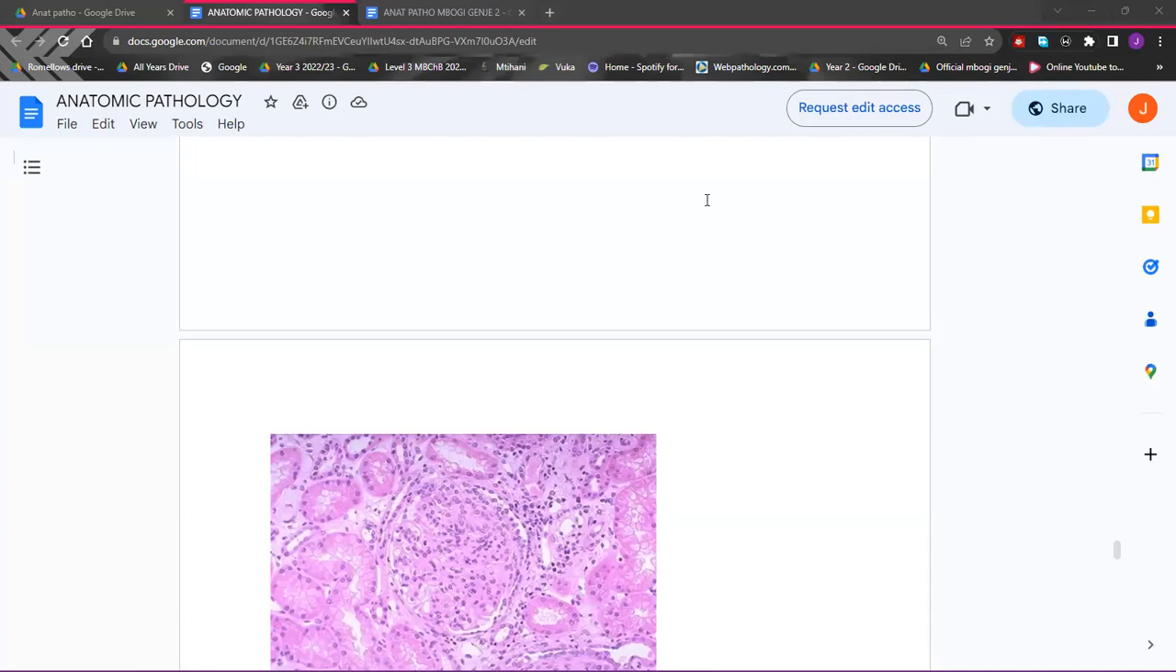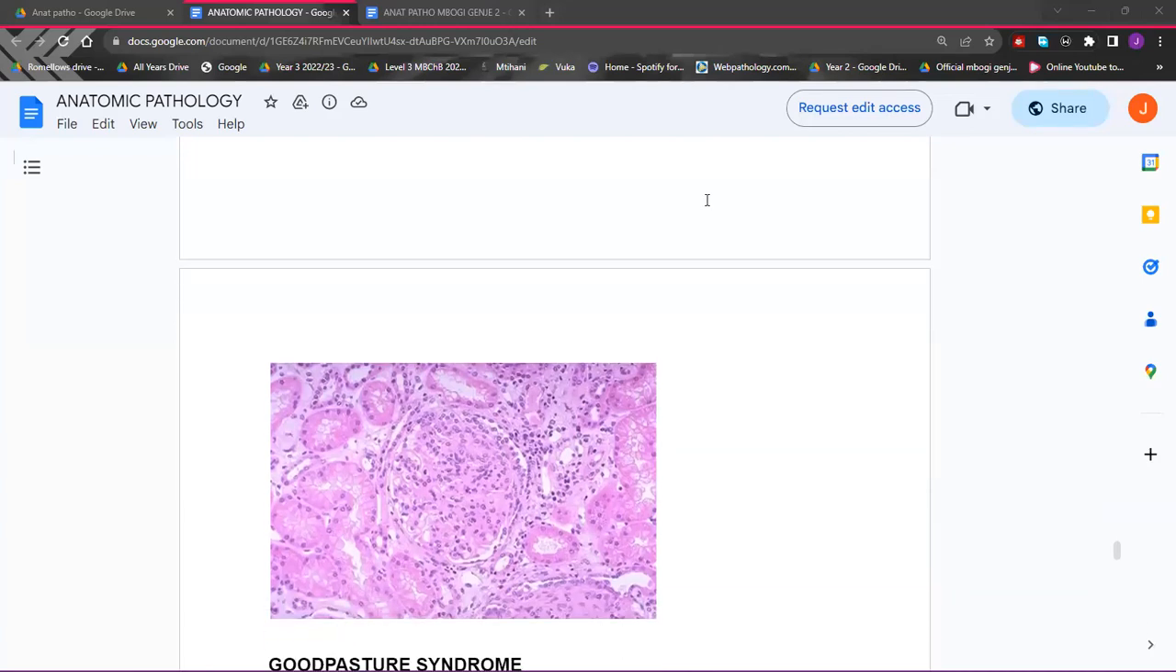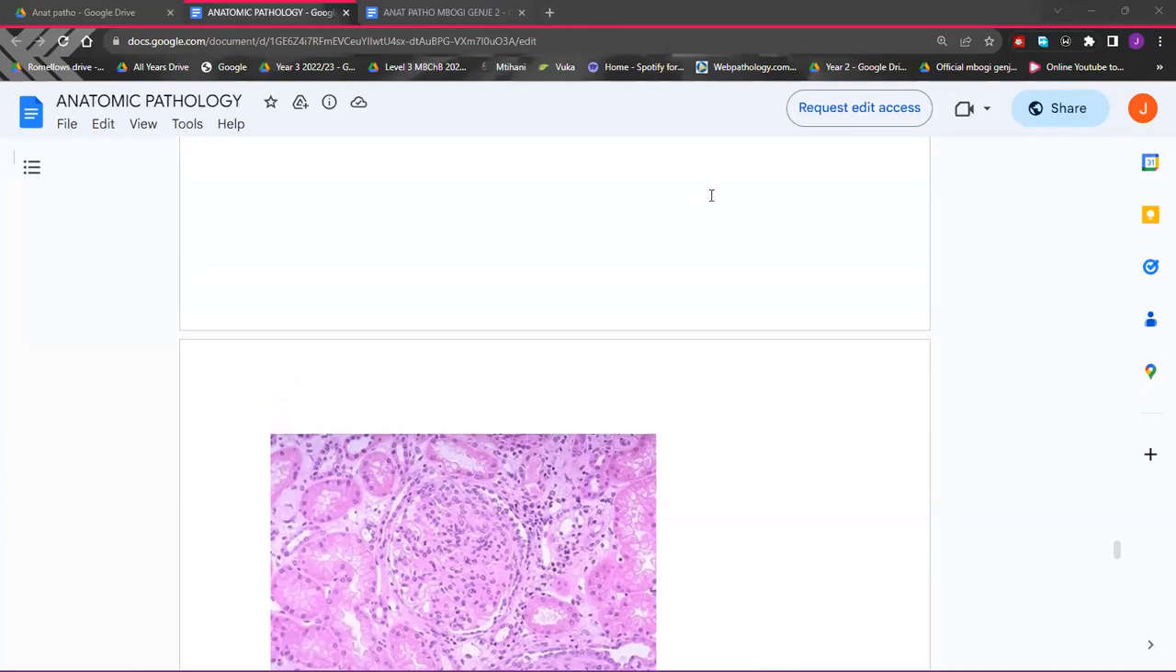Now, maybe anything else I've forgotten. When you look at this pathology under the light microscopy, you'll see it has this tram track-like appearance. That is type 1.